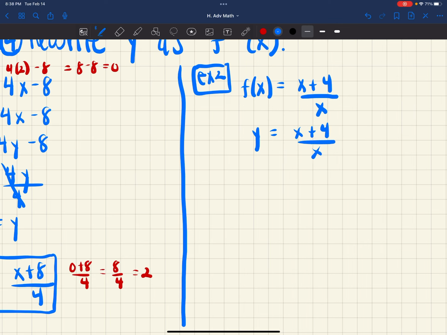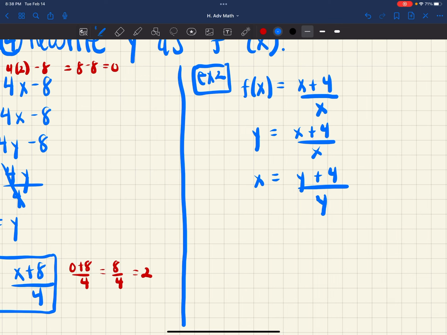Step 2 says to swap or interchange your variables. So I am going to put an x on the outside, is equal to (y plus 4) over y. All I did was swap my variables there. And now I want to go ahead and solve for y on my new equation.